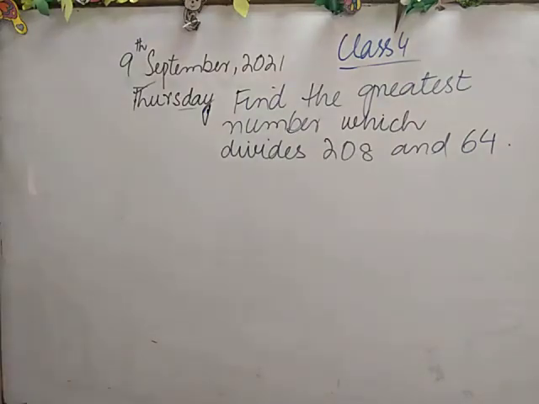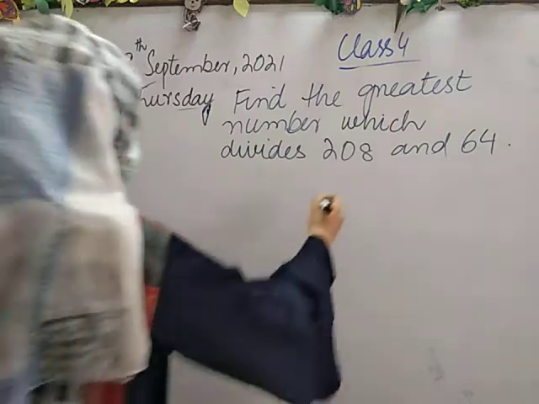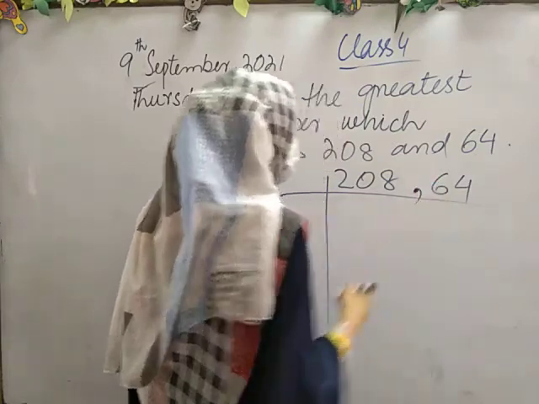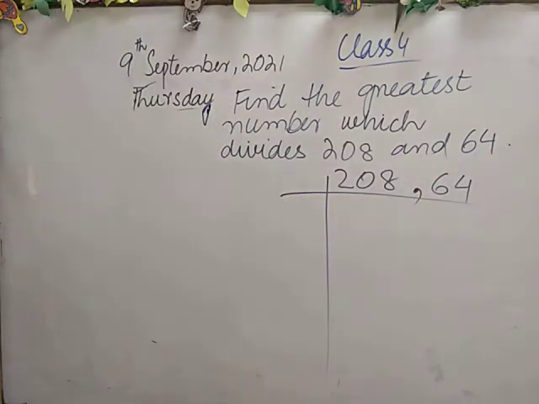So according to the statement class, first of all, we have a word which is greatest. And in the end we have which divides. So it means we want to find HCF and we will do this by division method. Fine. In this statement we have the first number which is 208 and the next number which is 64. I will write both the numbers at a time like this, and I will separate them by writing a comma in between.